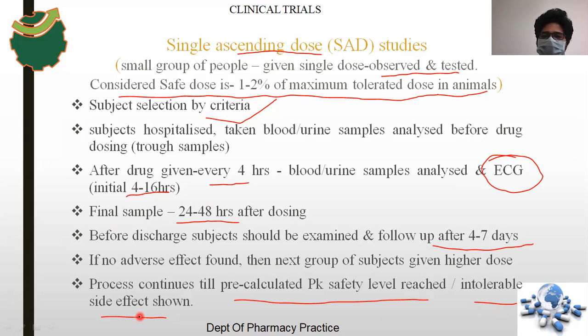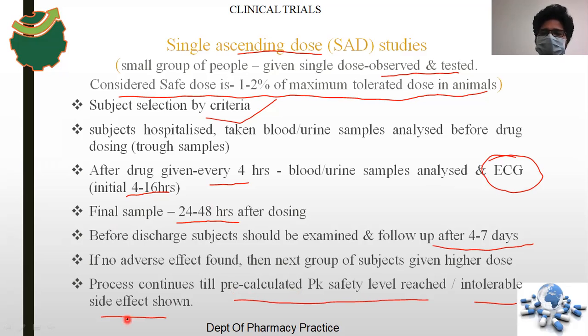So with the help of this software, we can continue with pre-calculated PK safety levels, until we reach the maximum Cmax, or area under the curve, or interval dose, or any side effects shown by the drug. So we'll be repeating this. Your single ascending dose will start with 500 mg, second batch 750, next 1 gram, next 1.5, next 2, next 2.5, next 3, next 4, like this. We'll continue until our pre-calculated PK safety levels have been reached and we see certain side effects.